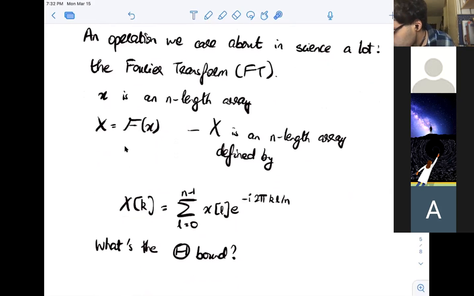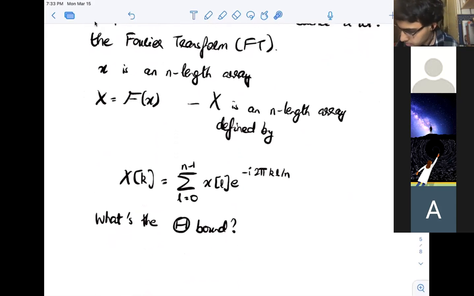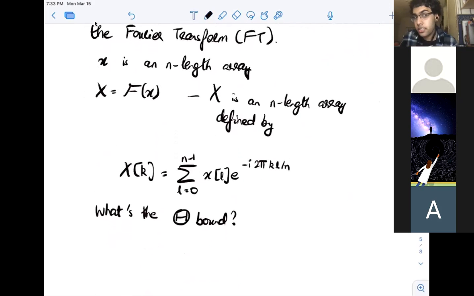Okay. Suppose you want to compute this just by actually doing the sum for each of them. What's the theta bound on that? I'll tell you there is a theta bound, where the lower and upper ones match. What is it? So think about if you were trying to write code to actually compute this thing, what that would look like.